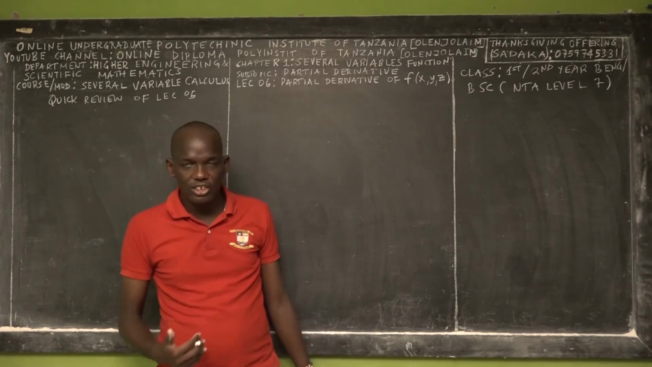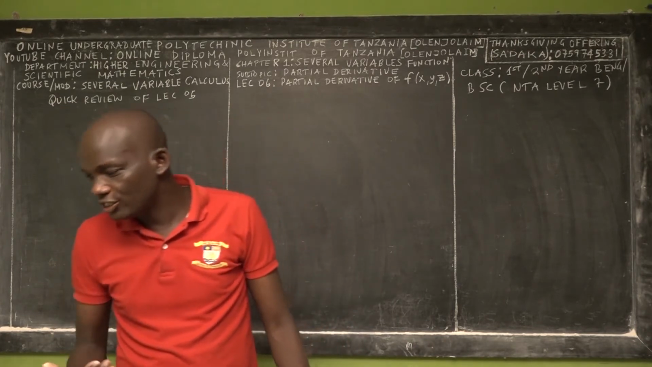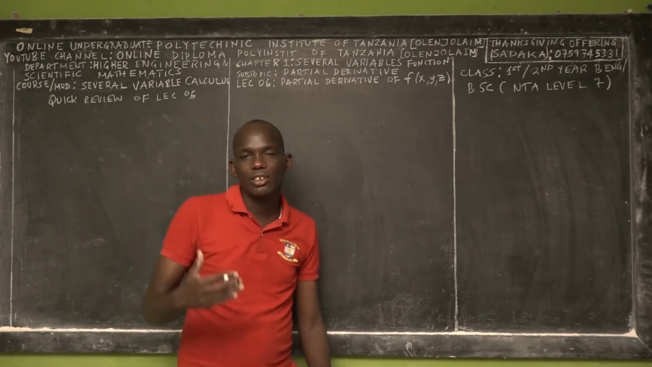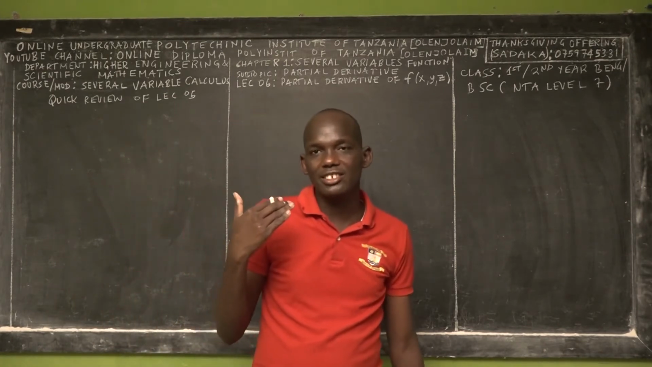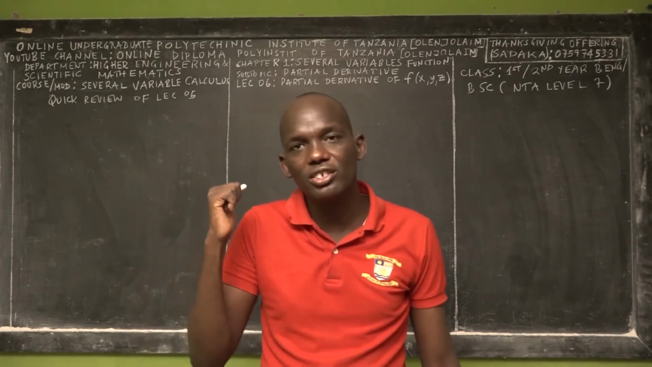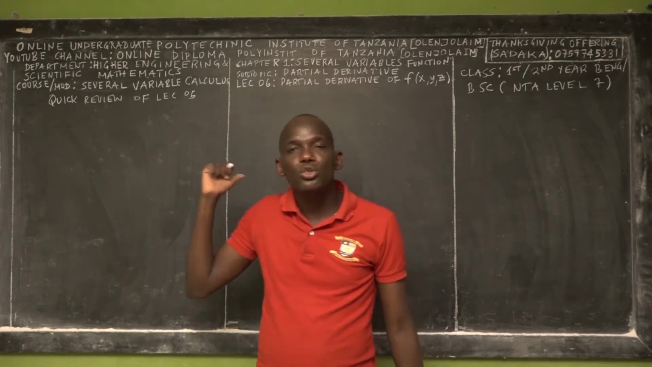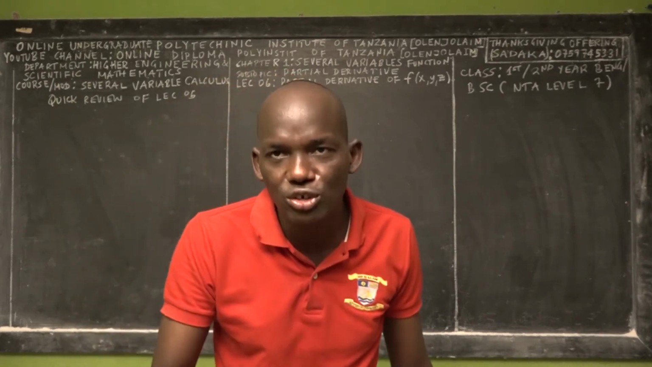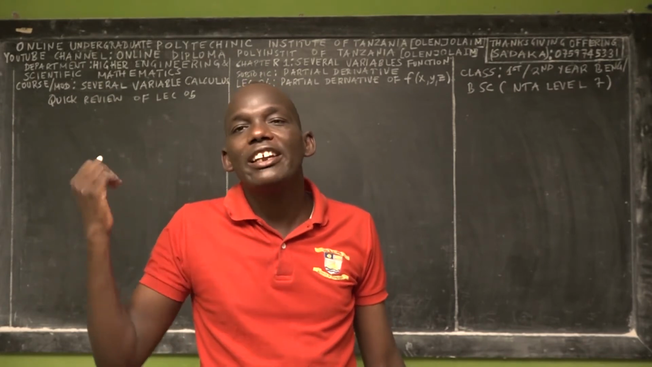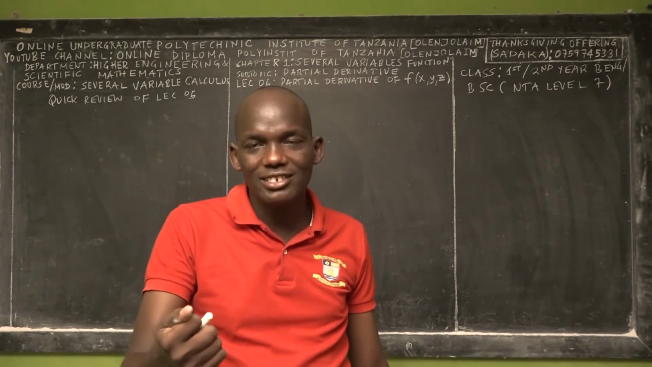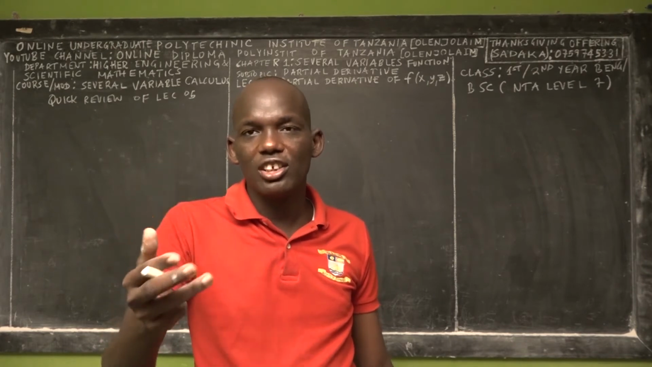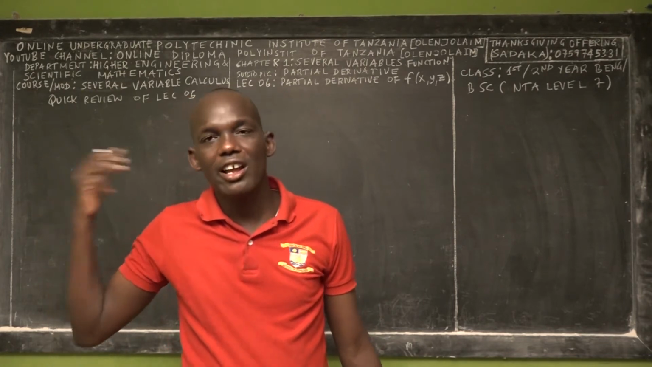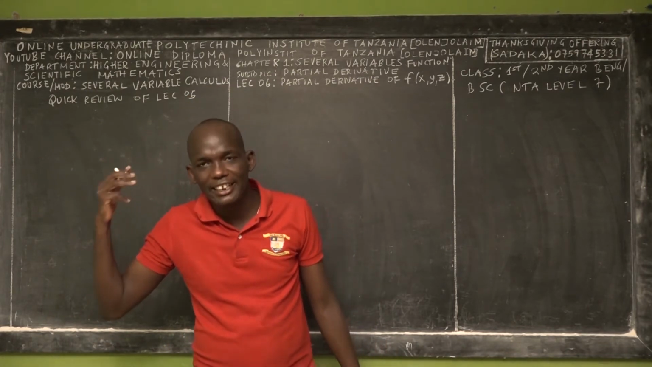For example, this is lecture 6. It means we've done lecture 1, lecture 2. First of all, we begin with lecture 0, lecture 1, lecture 2, lecture 3, lecture 4, lecture 5, lecture 6. So this is lecture 6. If this is your first video, please check the official YouTube channel called Online Undergraduate Polytechnic Institute of Tanzania, OLENJOLAIM. Then you will find all the previous lectures, lecture 0 to lecture 5. So 6 lectures are already uploaded, and you can access them at any time and anywhere.